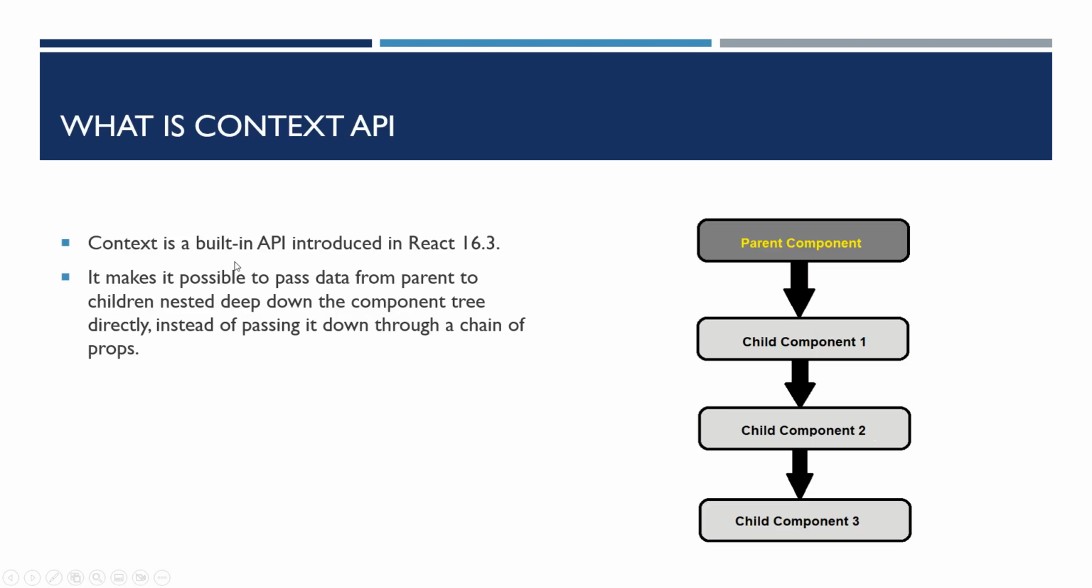Context API is a built-in API introduced in React 16.3. It makes it possible to pass data from a parent to a child nested deep down the component tree directly. Great. So now we can directly pass data from the parent component to child component 3. There's no problem. Instead of passing it through a chain of props, we are directly passing data to the child component. We are not going to use the old approach of passing data to the nested nth component with props because it's really difficult to manage.